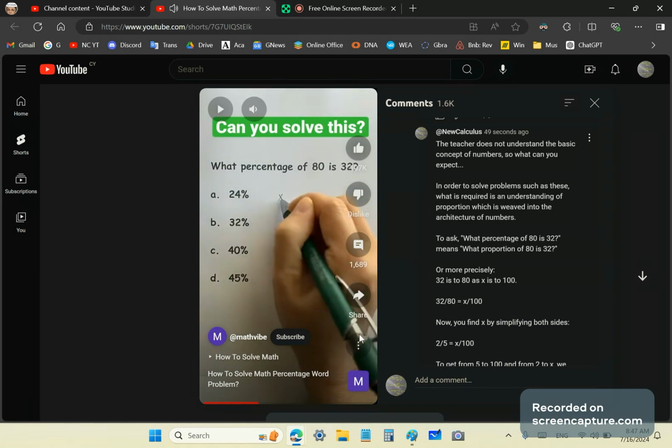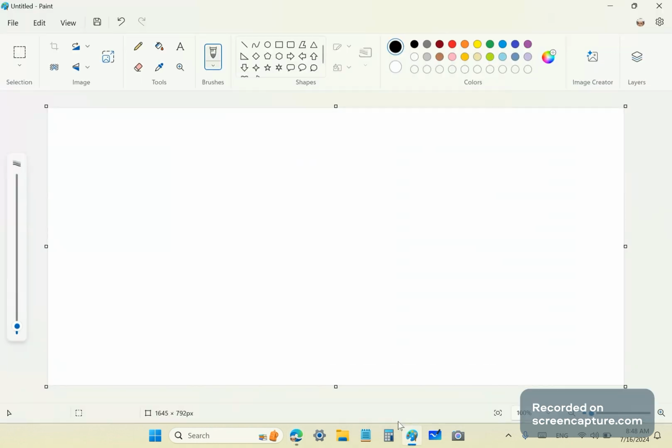Okay, so as you can see, the teacher provides a method which she doesn't really understand, and which in fact even PhDs in math don't understand, because they don't understand the concept of number. Okay, so what percentage is 80 of 32?